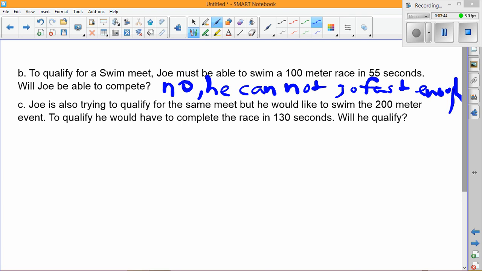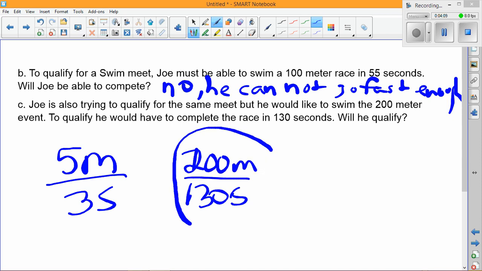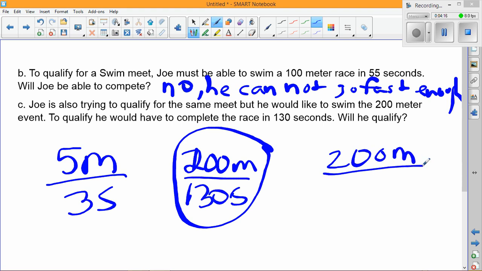Joe is also trying to qualify for the same meet, but he would like to swim the 200-meter event. To qualify, he would have to complete the race in 130 seconds. So this is our goal, 200 meters in 130 seconds. So let's figure out how long it would take him.